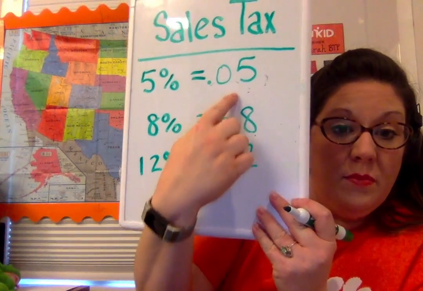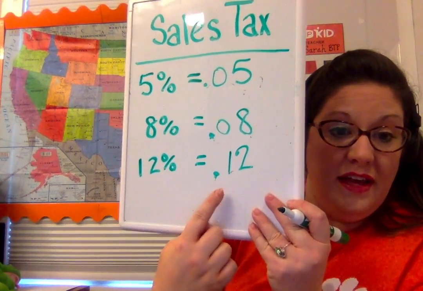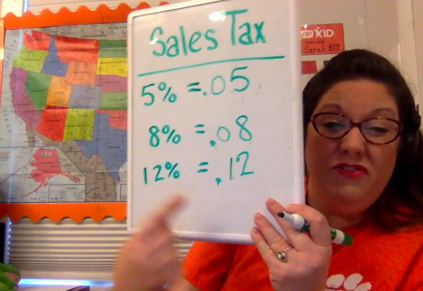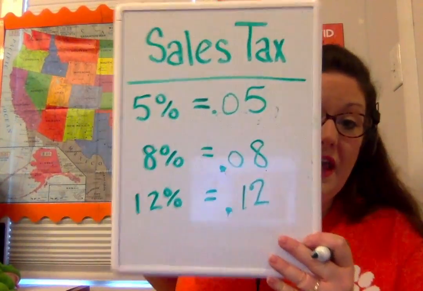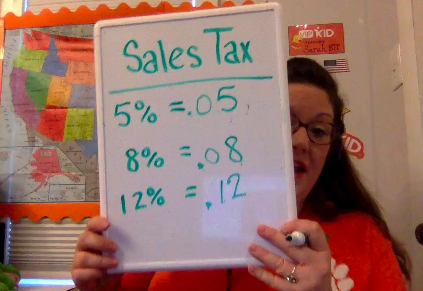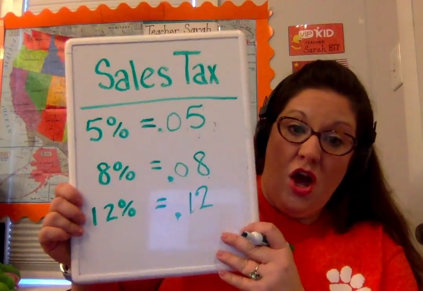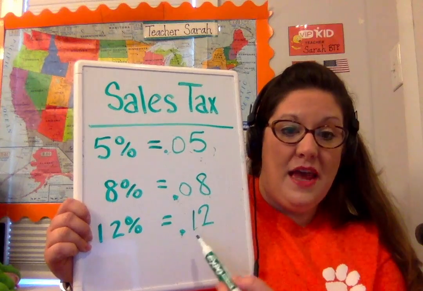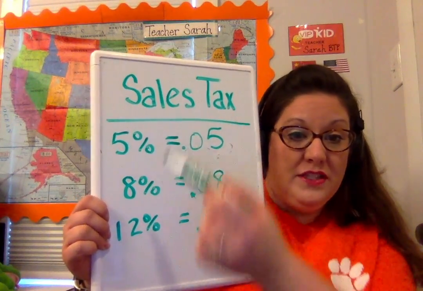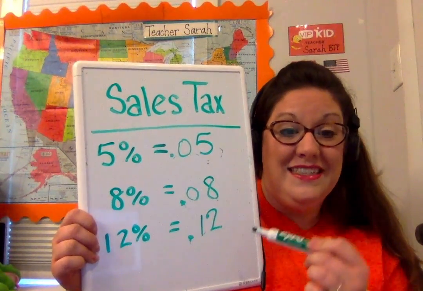So these would be the numbers that we would use in our calculations, especially if you've been used to using a percent button on a calculator. You're not going to be able to do that on most of your regular calculators that you may have at home. So 0.05, 0.08, and 0.12 are these percentages expressed in decimal form.